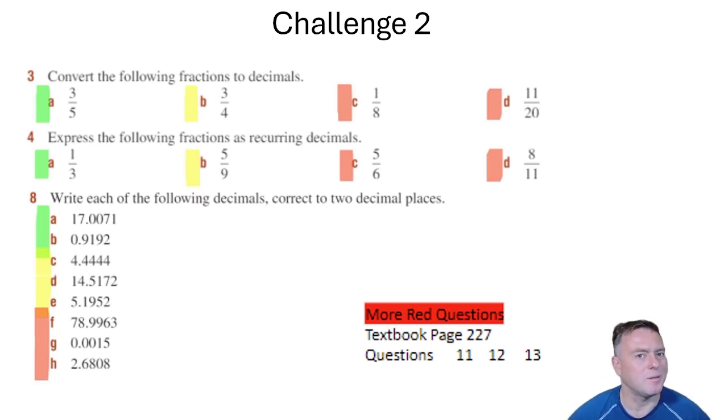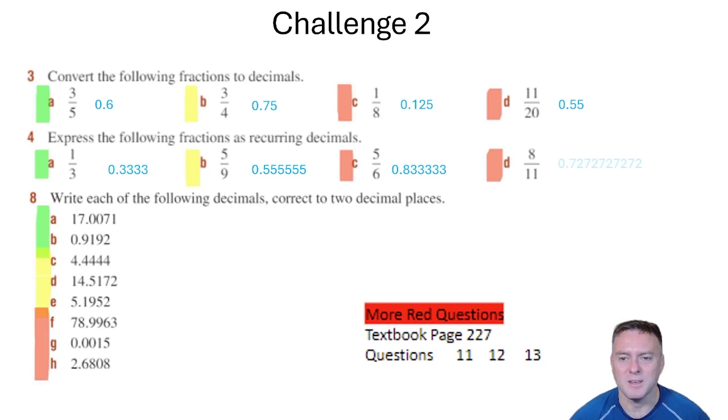So for the first one, 3 divided by 5 gives you 0.36. 3 divided by 4 gives you 0.75. 1 divided by 8 gives you 0.125. 11 divided by 20 gives you 0.55. 1 divided by 3 gives you 0.3 recurring. 5 divided by 9 gives you 0.5 recurring. 5 divided by 6 gives you 0.83 recurring. 8 divided by 11 gives you 0.7272 repeating.